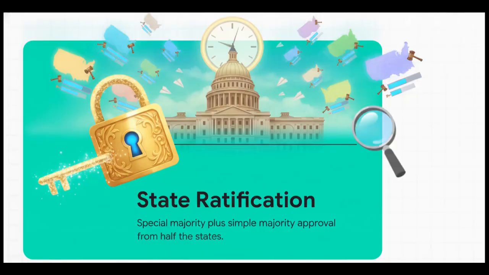First, you have to pass the law at the center using a Type 1 special majority, that double lock we just covered. Then, the bill actually leaves the Capitol. It travels out to every single state legislature in the country, and at least half of those states must approve it using a simple majority. And what's really wild here, there's literally no time limit set for the states to make their decision. They can take as long as they need.